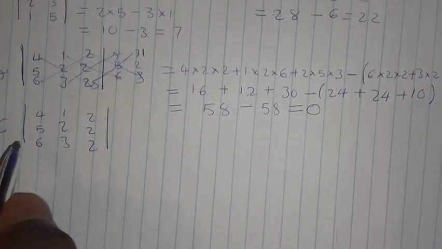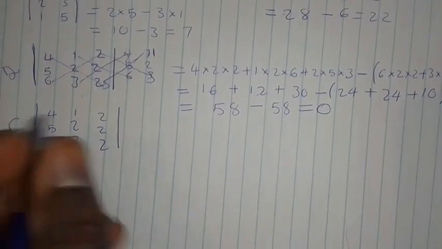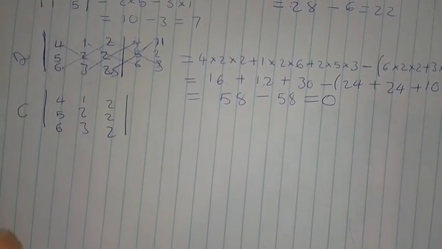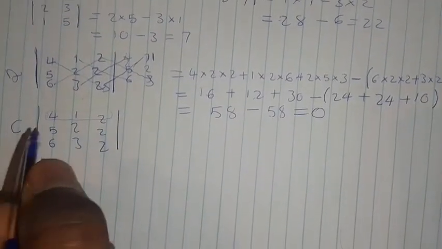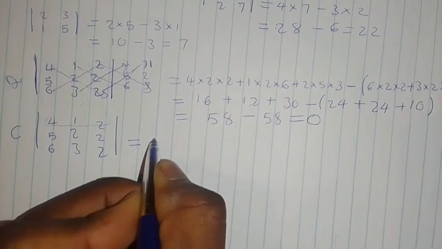Now, with the cofactor expansion, it's basically simple. I prefer using the cofactor expansion. So what you're going to do is you're going to copy this. But now pay attention, the first one is going to be positive, so you say 4.